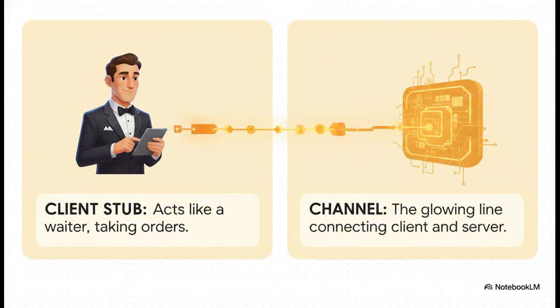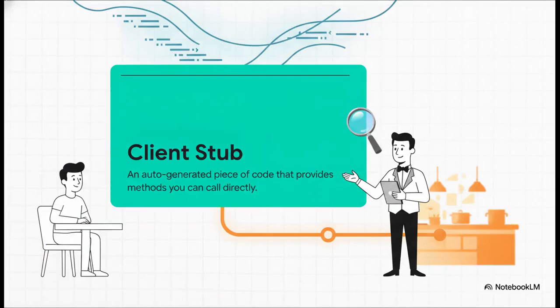But wait, right now, we kind of have a physical gap in our architecture, don't we? The client is out in the dining room, and our chefs are all the way back in the kitchen. To figure out how the client physically gets their order to the kitchen, we need to look at two new components: the waiter, which is our client stub, and the phone line, which is our channel. Let's focus on that client stub first. Basically, it's an auto-generated piece of code that sits right there on the client side. Its whole job is to provide callable methods to seamlessly handle all that complex behind-the-scenes communication.